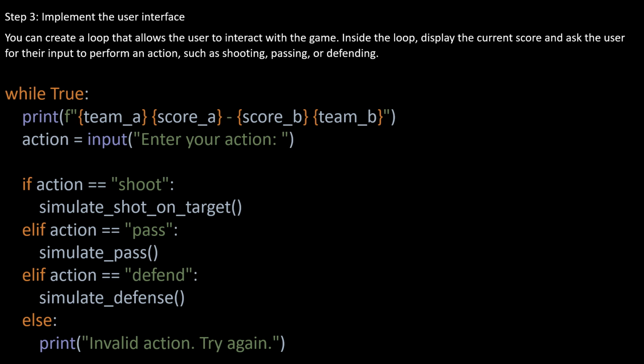Step 3. Implement the user interface. You can create a loop that allows the user to interact with the game. Inside the loop, display the current score and ask the user for their input to perform an action, such as shooting, passing, or defending.